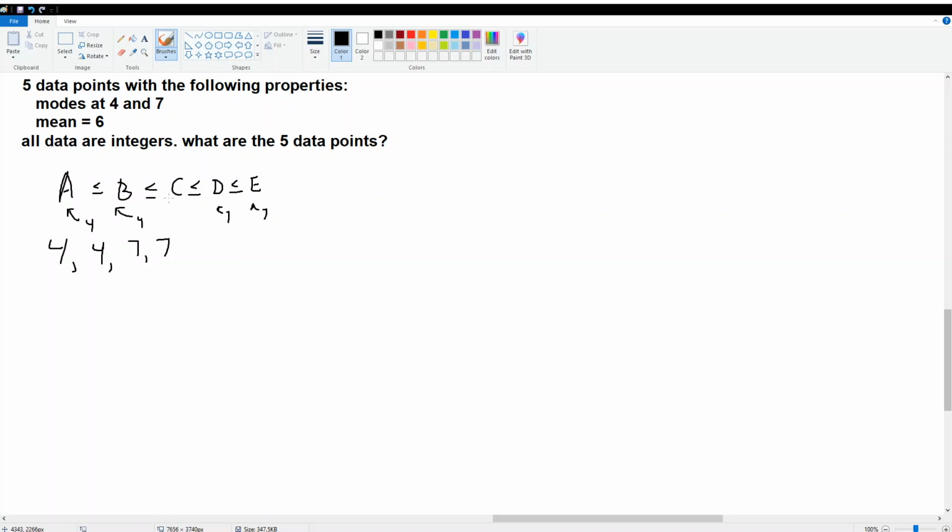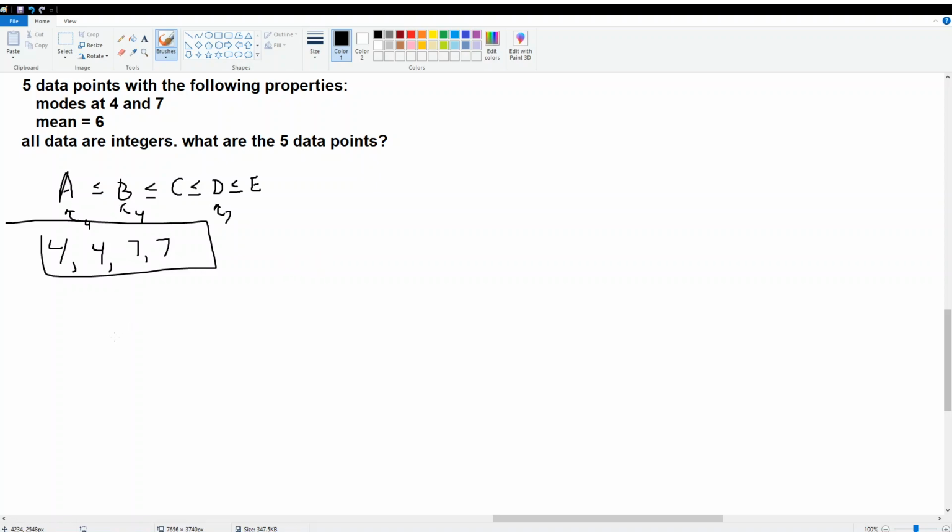However, C could be 5 or 6. It could be something else. Because the mean is 6, that strongly implies that our C could be something else. But we're not going to make any assumptions. We just know that 4, 4, 7, and 7 are 4 of our data points. It's reasonable to assume, given that the mean is closer to the upper mode than the lower mode, that A and B are going to be 4. It's reasonable to assume that D is going to be 7. C could be 7. E could be 7. Doesn't matter. Because we got 4 of the 5 data points and we have the mean.